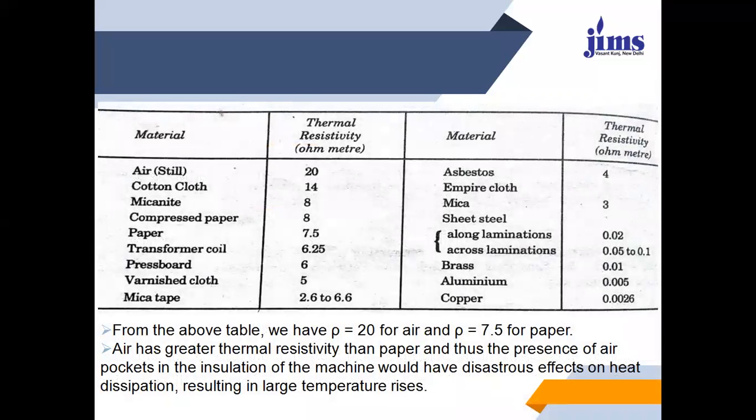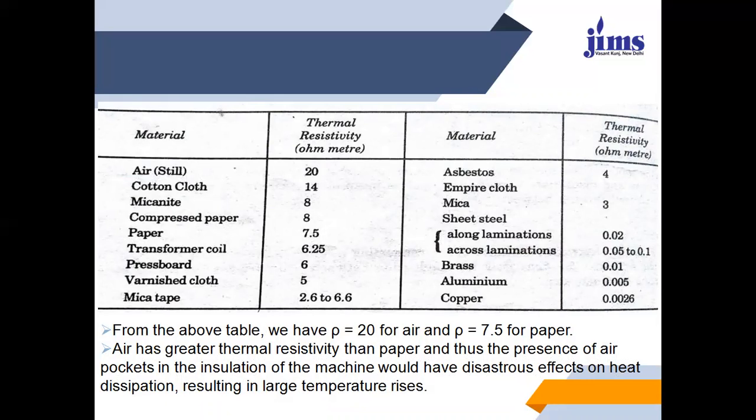These are the basic properties of the material. For example, for still air, the thermal resistivity is 20 ohm meter. For cotton cloth, it is 14. For micanite, it is 8. For compressed paper, it is 8. For simple paper, it is 7.5. For transformer oil, it is 6.25. Press board is 6. Varnish cloth is 5. Mica tape is 2.6 to 6.6. Asbestos is 4. Empire cloth mica is 3.